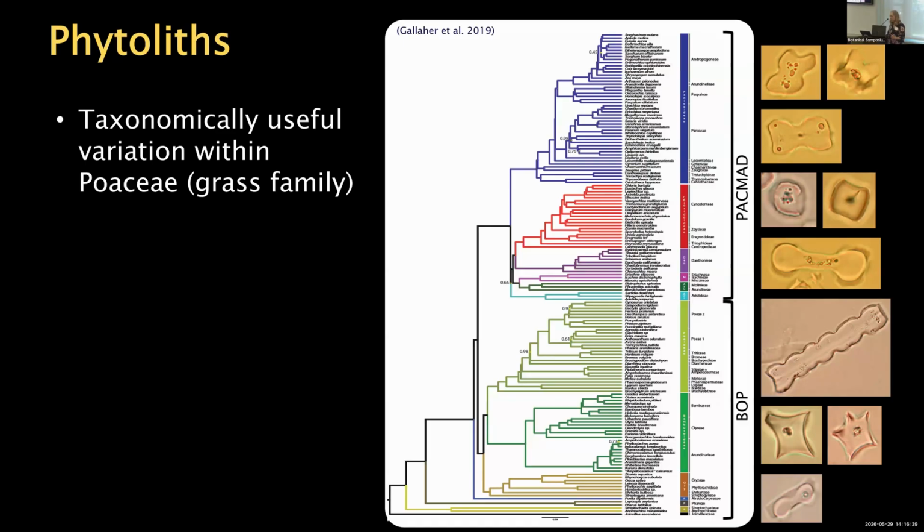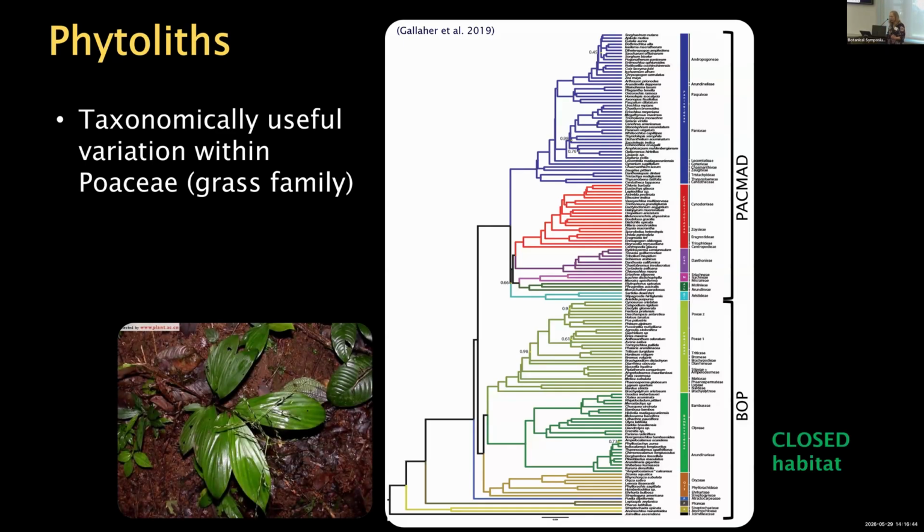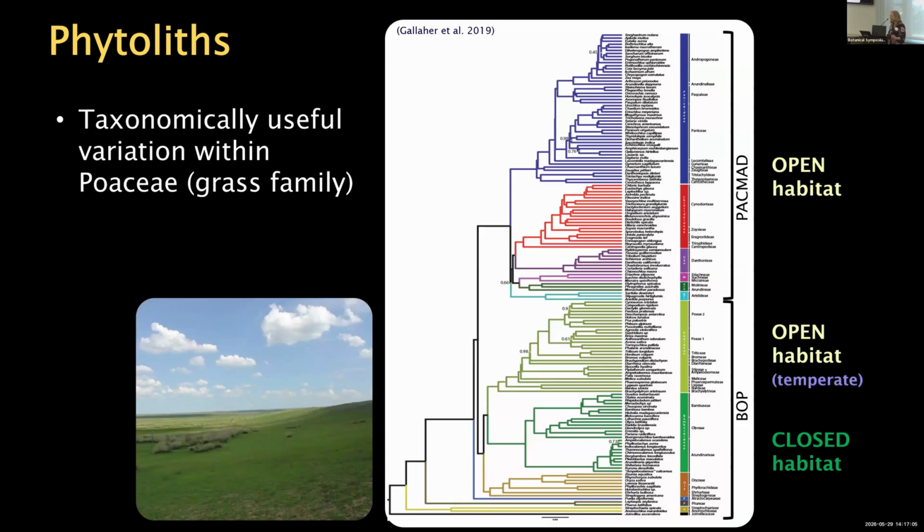And for this reason, this is a phylogeny, by the way, of the grass family. We can use them to separate different major taxonomic groups within the grasses that are also ecologically important. So for example, early diverging grasses, bamboos, and rice relatives in the Oryzoideae are ancestrally adapted to closed, wet habitats. And then two clades independently evolved the ability to thrive in open, drier habitats.